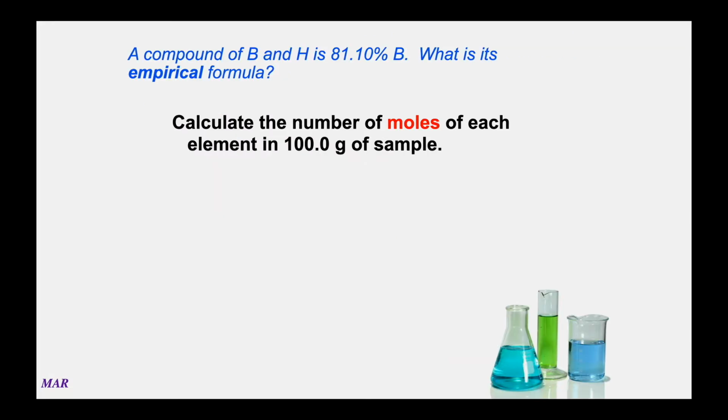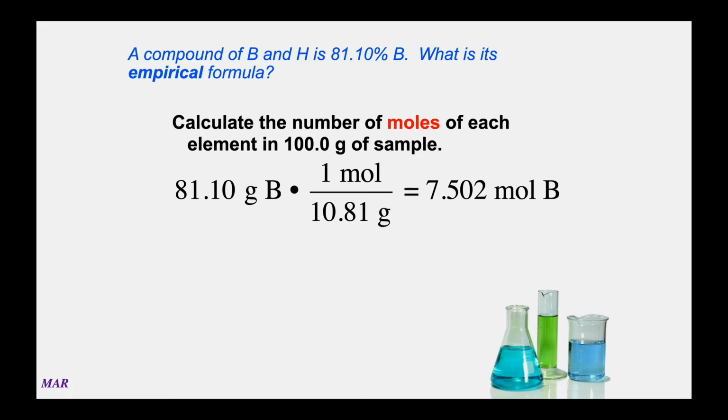What I try to do in problems like this is I assume 100 grams of sample. And if you assume 100 grams, then that means in an 81.10% boron sample, you would have 81.10 grams of boron. And in the chemistry world, we do everything by moles. So you've got to turn your grams of the elements into moles. So boron is 10.81 grams per mole. That would be 7.502 moles of boron in 81.10 grams of boron.